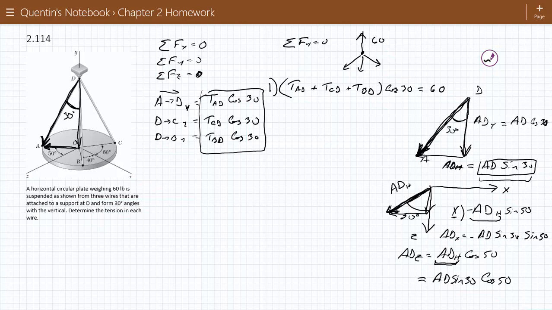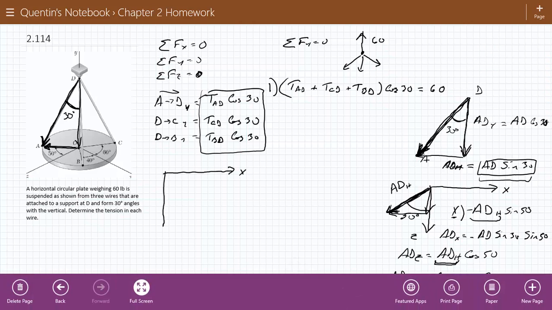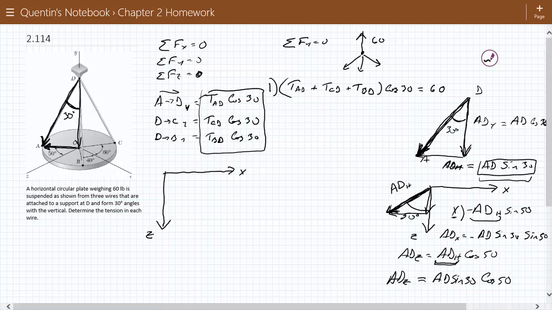So this is the AD in the z direction. And so you can go through and you can do that with all of these, right? So let's look at AB. If you look at the AB, again, I'm going to draw this axis right here. This is the x-axis. This is the z-axis.